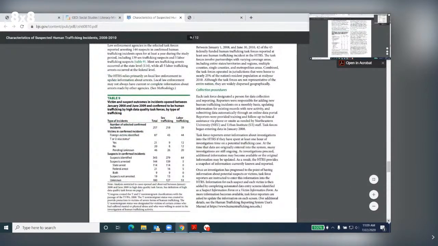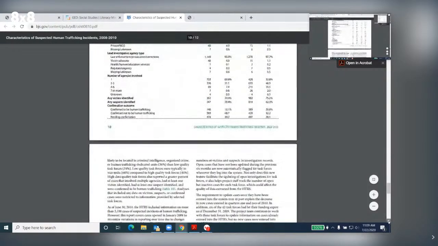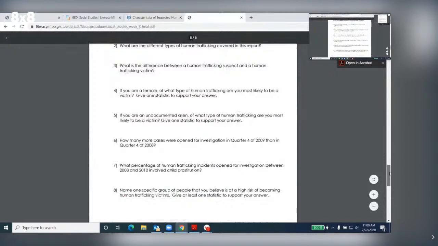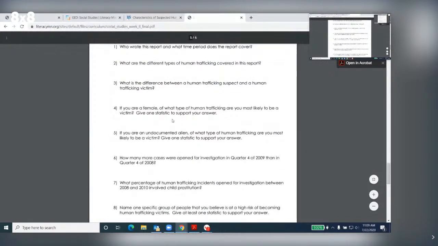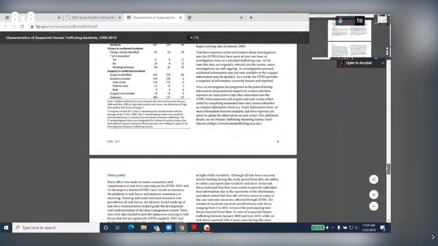So there are a lot of charts in here, you guys, and I know it's a lot of stuff. But if you go back and look at the questions here: if you're a female, what type of human trafficking are you most likely to be a victim of? So if you're a female, you go back to this one, and we'll just go back up here. Where's the one about females?